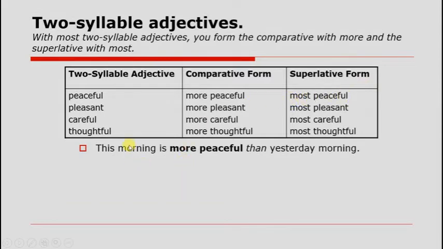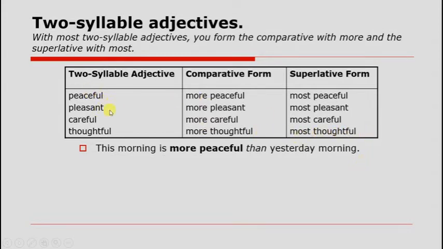So guys, here: peaceful, more peaceful than, and the most peaceful. Pleasant, more pleasant than, the most pleasant. Careful, more careful than. So I can say, my friend Ali is more careful than me. Or I am more careful than my sister. But I am the most careful in my family. So thoughtful, more thoughtful than, and the most thoughtful.